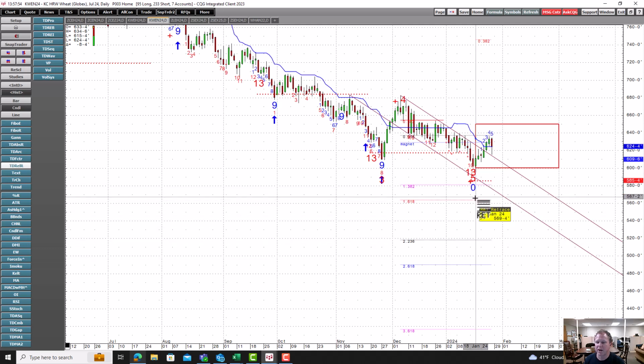Remember, this is where beans and corn are already trading. This is where they're heading. So you're talking another $1 worth of risk in wheat, and so that's worth hedging. So I know nobody wants to sell the bottom of the market, but this could actually be a decent place to get short here if those other two markets break.